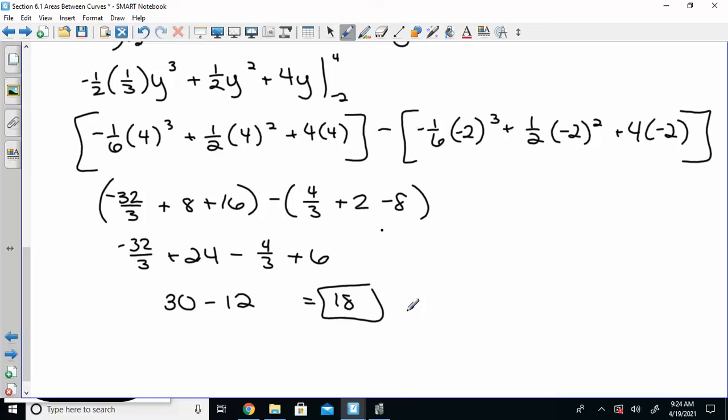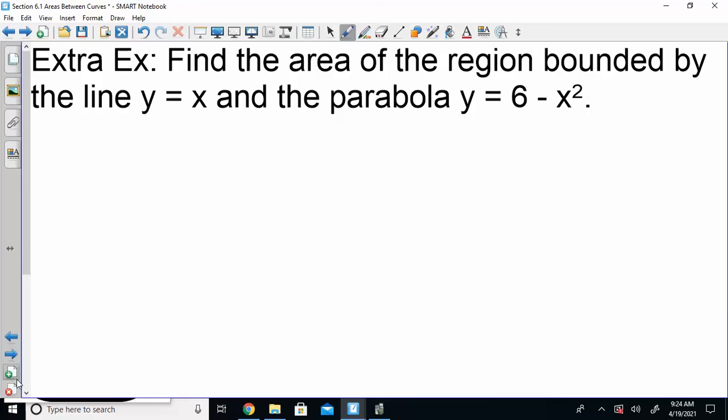Let's try the rest of them. There's nothing new, but I think we could probably use a little more practice. So let's look at some of these others and practice setting them up, now that sometimes we do it with x and sometimes with y's. So find the area of the region bounded by the line y equals x and the parabola y equals 6 minus x squared. So am I going to do this one with x's or y's? Since you could do it either way, but since we can easily have what y equals, we can just keep x as our variable. We need to find out when they meet.